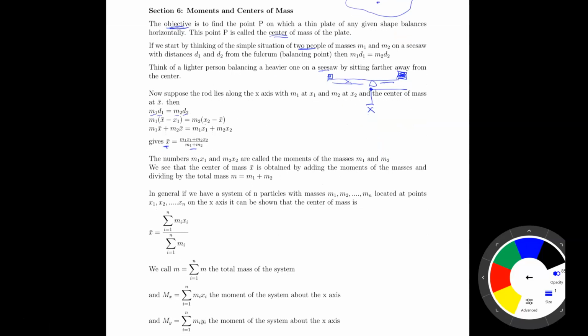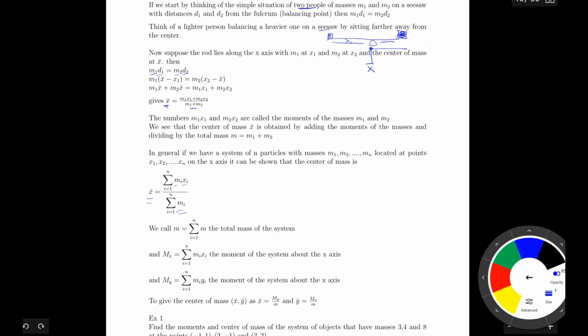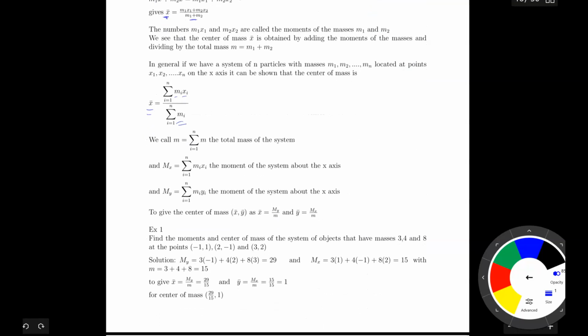Okay, so that's called the moments, and the moments are the masses times the distances. In general, to find x bar I'm going to add up the sum of the moments, the masses times the x's, and divide by the total m, which is the total mass of the system. That's called the center of mass, which is x bar, y bar.